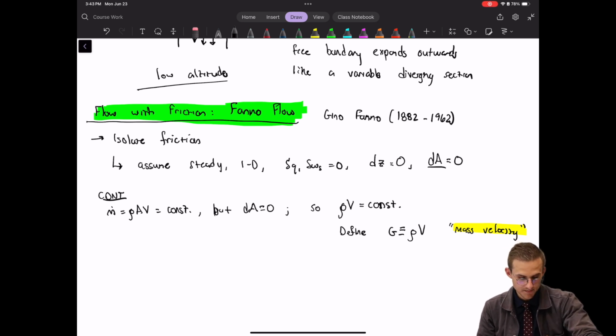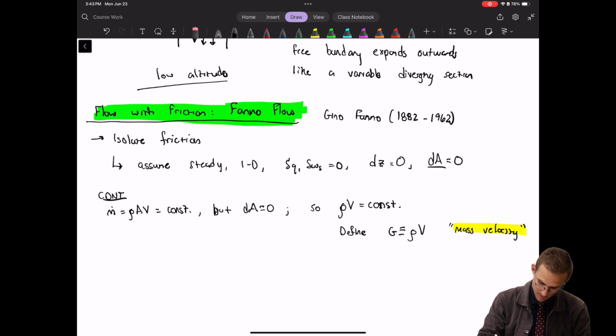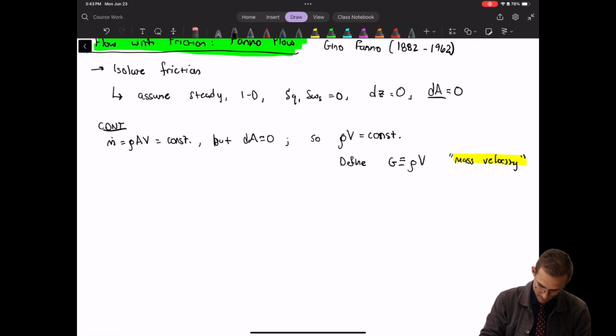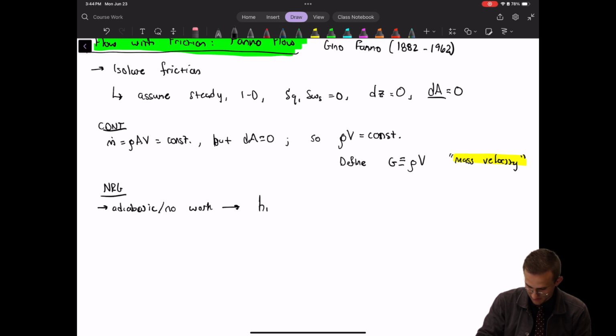So if we look at the energy equation, we have said that this is adiabatic with no work, right? That was one of our assumptions. So that means that our total enthalpy, which we can express as h plus v squared over 2, is constant, right? Just by the energy equation.